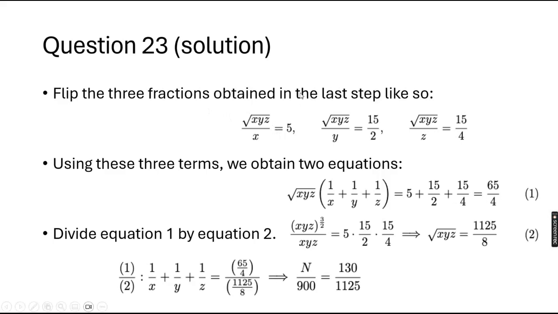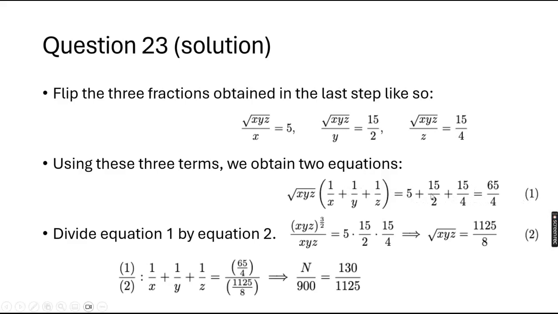Then we flip the three fractions obtained in the last step like so. So square root xyz over x equals 5, square root xyz over y equals 15 over 2, and square root xyz over z equals 15 over 4. And we can obtain these two equations from these three terms. So square root of xyz times 1 over x plus 1 over y plus 1 over z equals 5 plus 15 over 2 plus 15 over 4 equals 65 over 4.